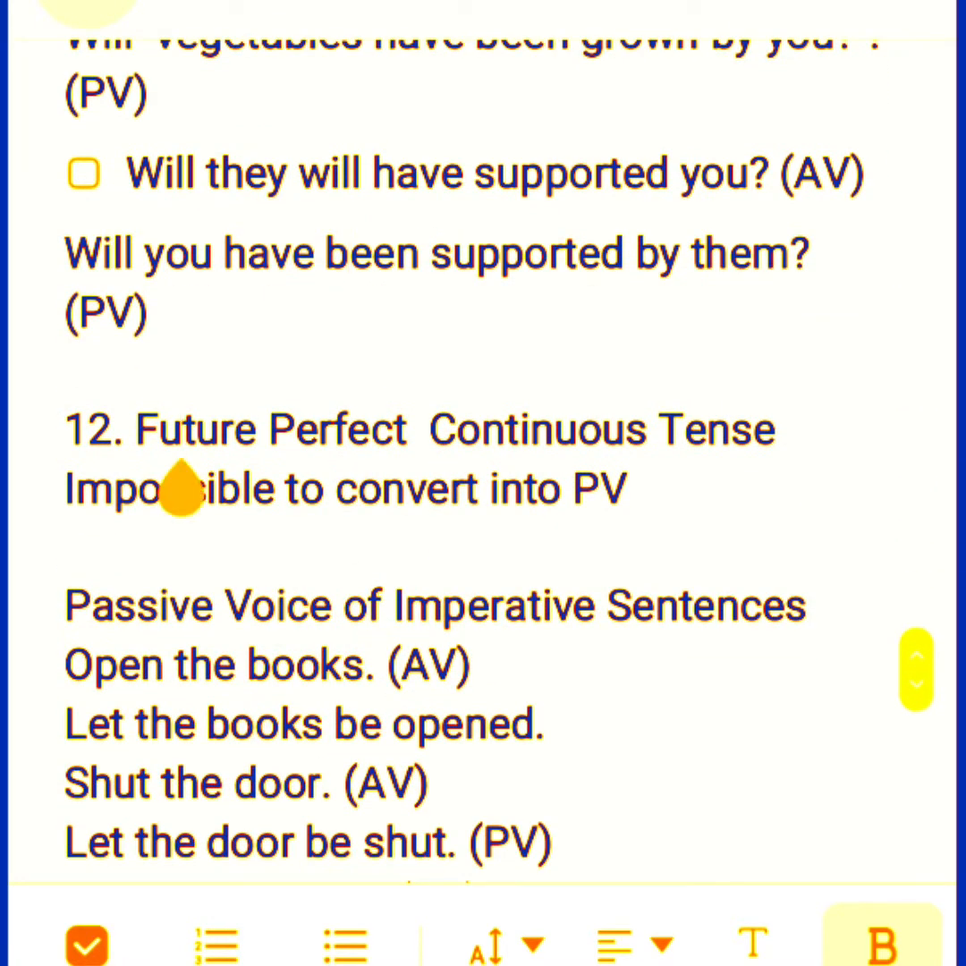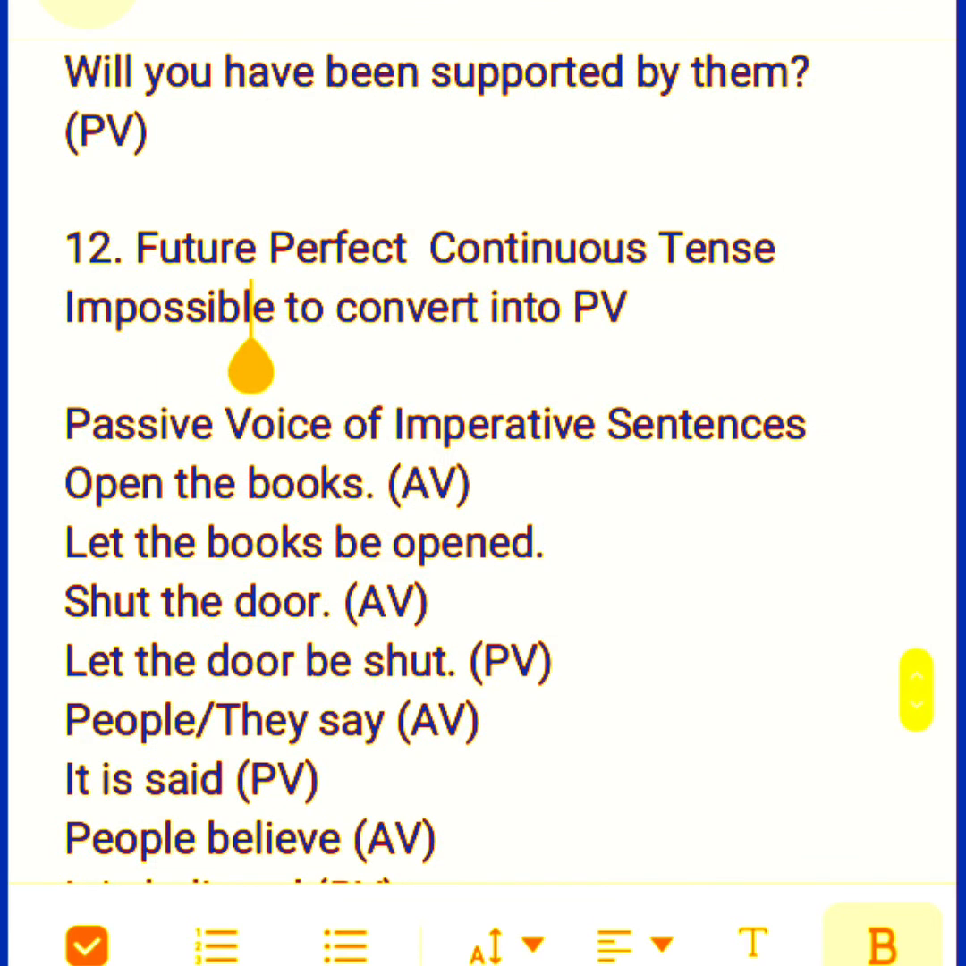Number 12. Future perfect continuous tense. This tense is not possible to convert into passive voice. Impossible. Then passive voice of imperative sentences. Open the books. When somebody says open the books, let the books be opened.